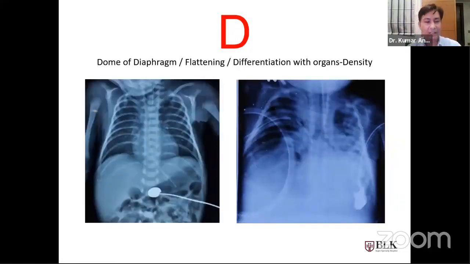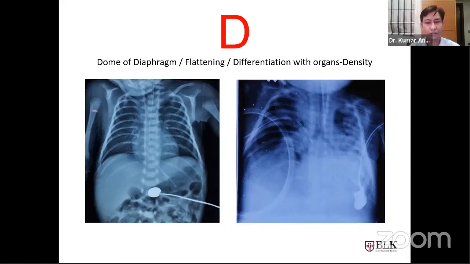D for diaphragm. In the diaphragm, we look at the dome of the diaphragm. We know that the right dome of the diaphragm is slightly elevated compared to the left dome. The right dome of the diaphragm is at the mid-clavicular line, whereas the left dome is slightly lateral to the mid-clavicular line. So we look at the dome of the diaphragm and look for flattening. If there is flattening of the diaphragm, that means the lung is overexpanded or more air is there.